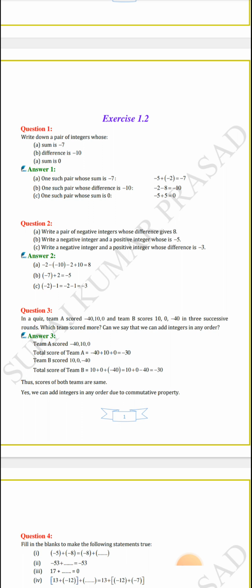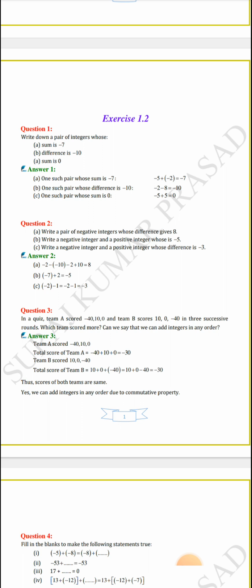And second, difference is minus 10. One such pair whose difference is minus 10: minus 2 minus 8 is equal to minus 10. One such pair whose sum is 0. They asked for two integers whose sum is 0, then minus 5 plus 5 is equal to 0. Otherwise we can take other integers as minus 4 plus 4 equals 0, and any other integers also. But this is an example for these questions.